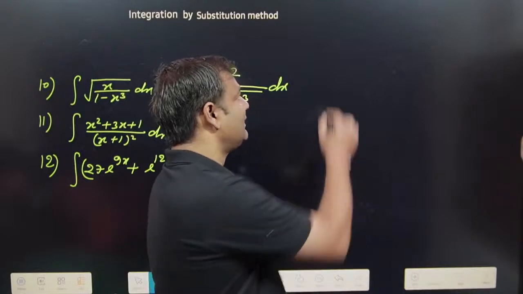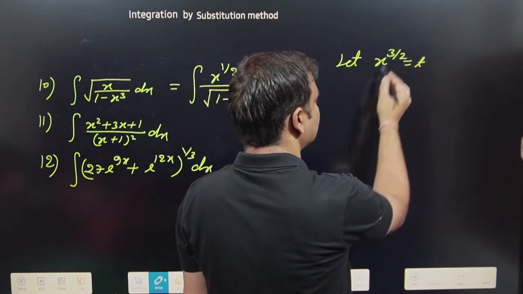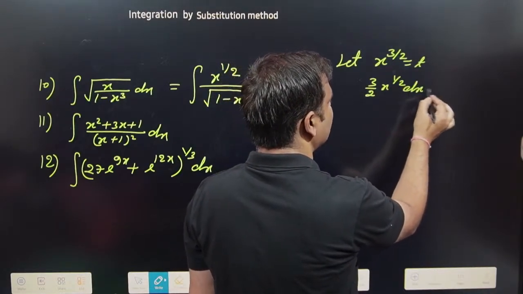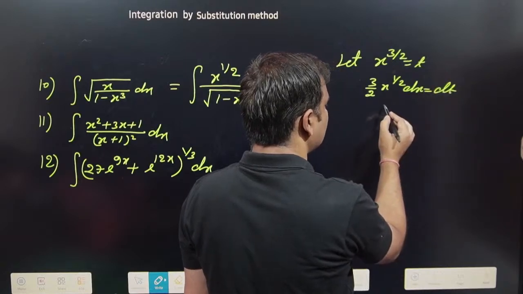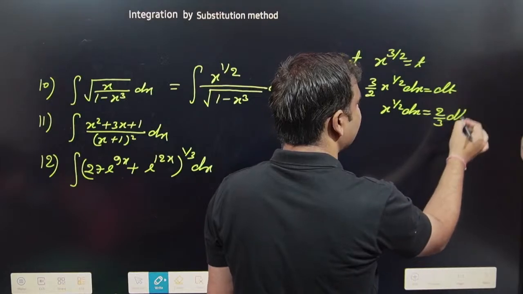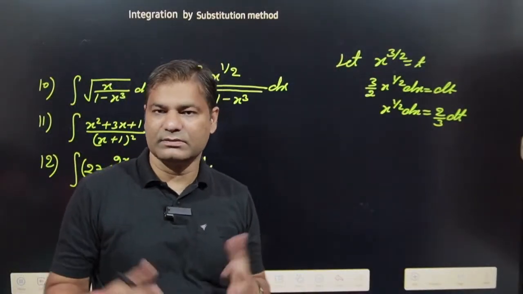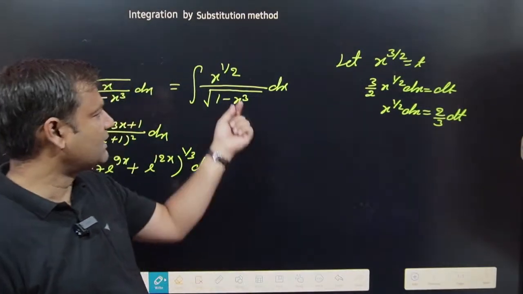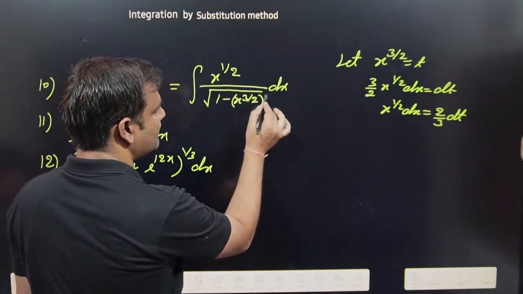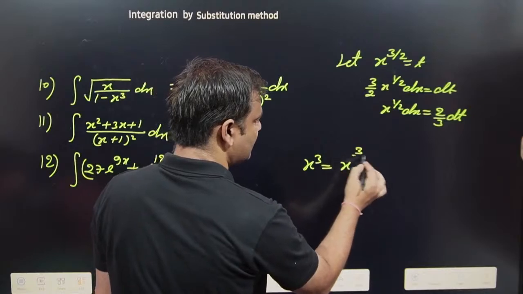If we let x to power 3 by 2 be taken t, then differentiation of that one, 3 by 2 into x to power 1 by 2 dx, is equal to dt. So basically x to power half dx is 2 by 3 dt. It means if we make it like that, then your problem is solved. So that one is taken t. So that's why here by 2 to whole power 2. Basically x cube is written as x to power 3 by 2 into 2.